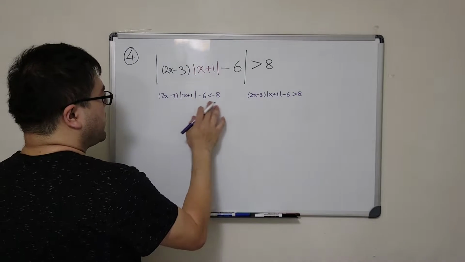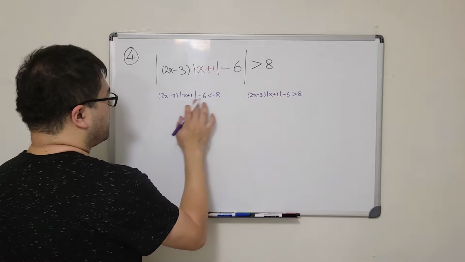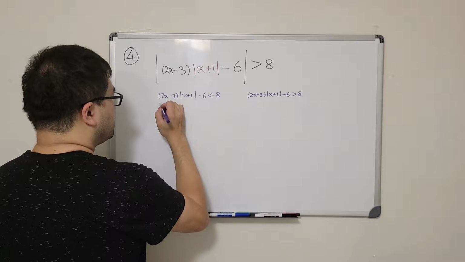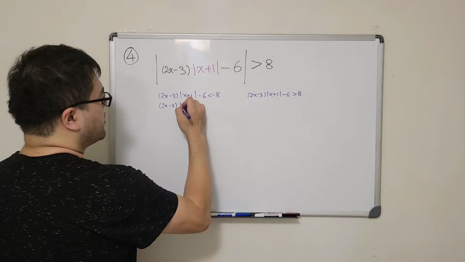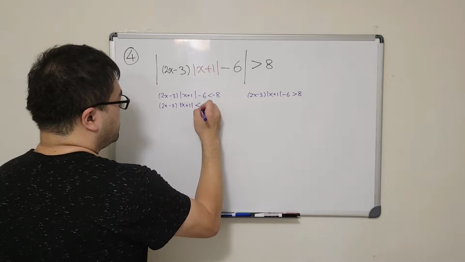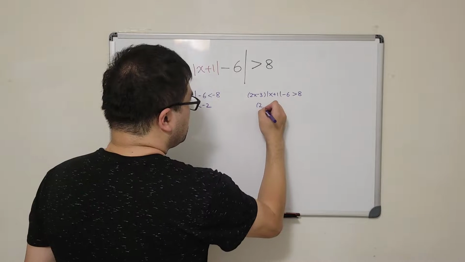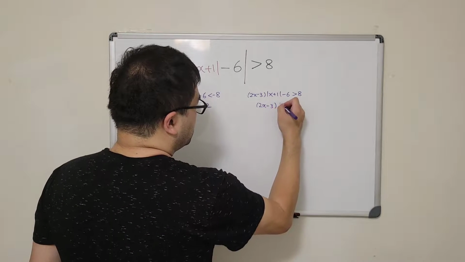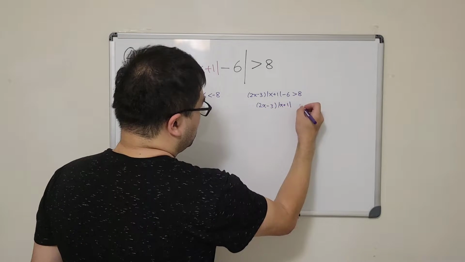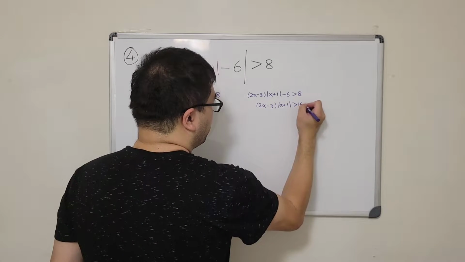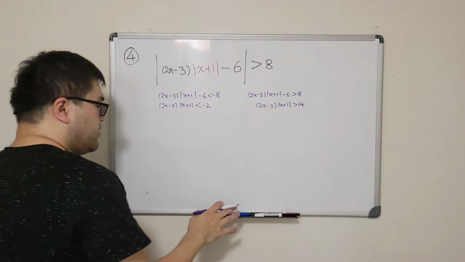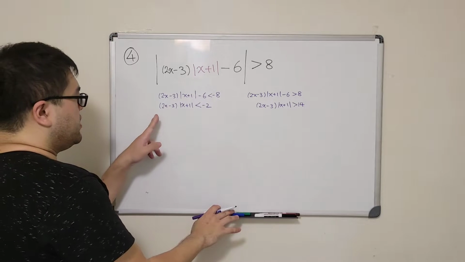Then we're going to add 6 on both sides of each inequality, giving us the following. 2x minus 3 times the absolute value of x plus 1 is either less than negative 2 or greater than 14. So now, let's focus on the first inequality.